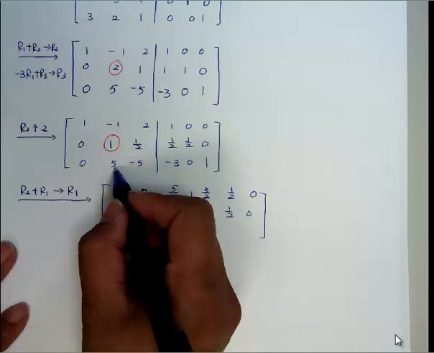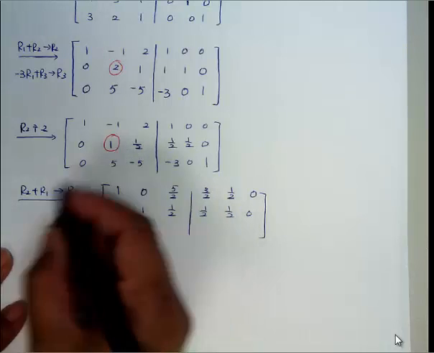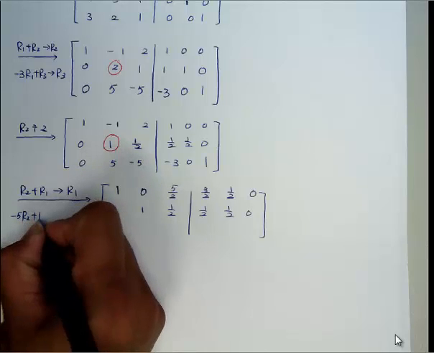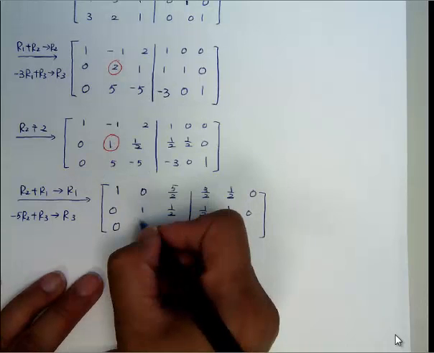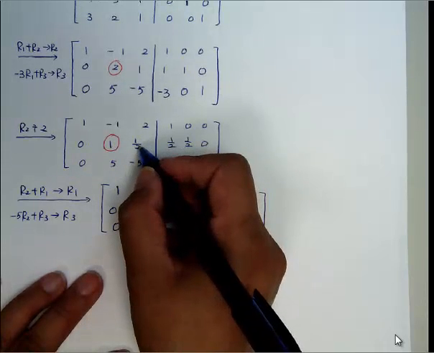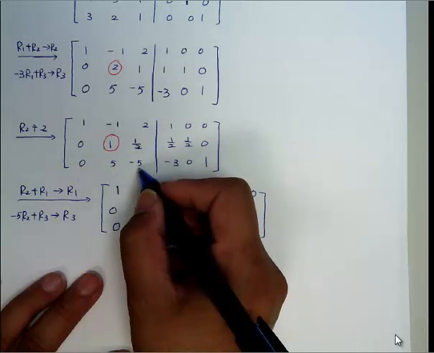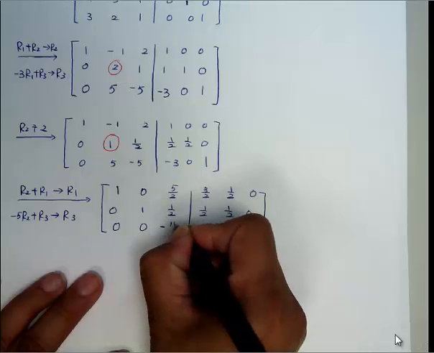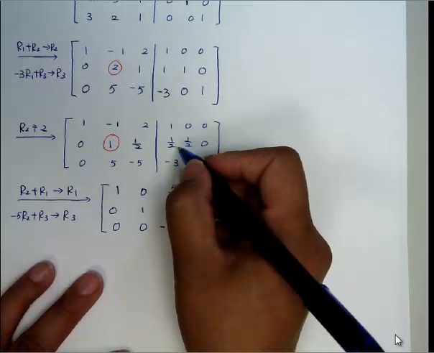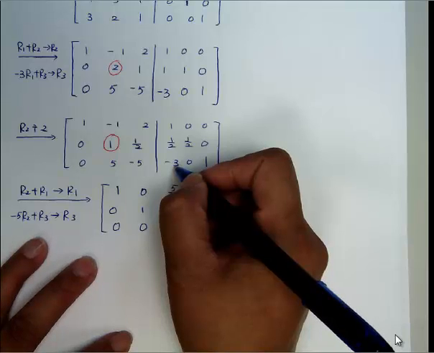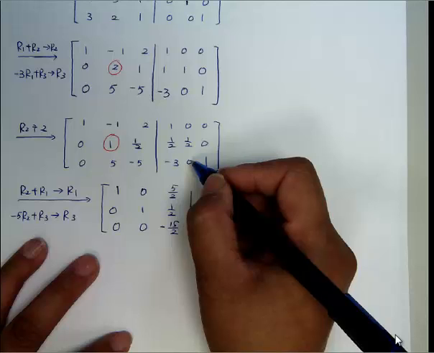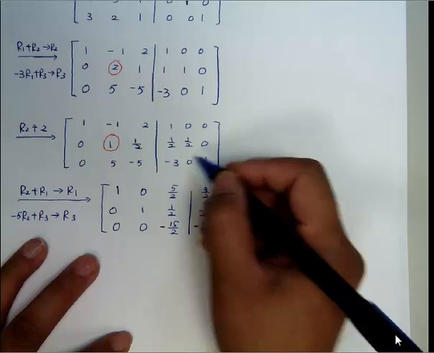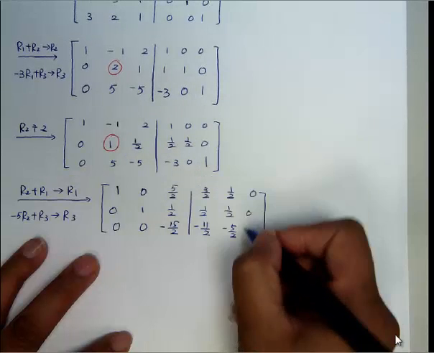To make this one 0, we need the multiplier to be negative 5. So we use negative 5 times row 2 and add into row 3 to replace row 3. So that is 0, because negative 5 plus 5 is 0. Negative 5 halves plus negative 5 is negative 15 halves. Negative 5 halves plus negative 3, where negative 3 is negative 6 halves, is negative 11 halves. And the next one is 1 half times negative 5, so negative 5 halves. And this one is 1 right here.